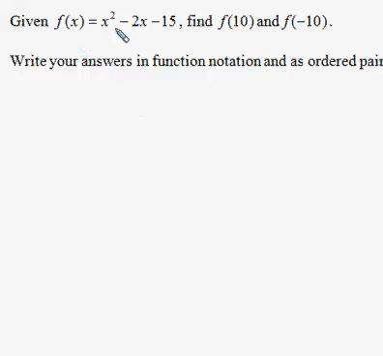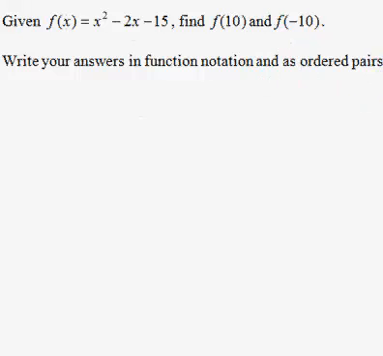In this problem we're given a quadratic equation and we are to find f of 10 and f of negative 10, and write our answer as ordered pairs. So to do that, I'm going to copy my function down, but where I see an input variable x, I'm just going to leave an empty space here.